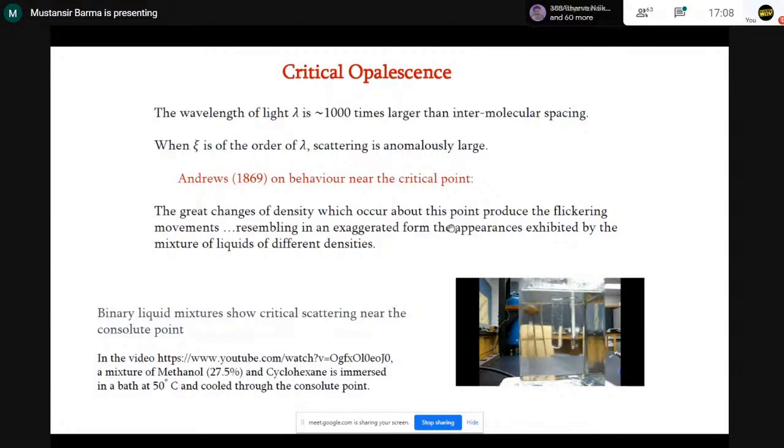If you think about why it becomes milky, it's because light is being scattered, and remember, the wavelength of light is comparable to the spacing between molecules, so that now the density fluctuations have become as large as 1,000 times the mean spacing already by the time you see this critical opalescence. There's a very nice YouTube demonstration of this that you can find, a cyclohexane methanol mixture, which shows this.